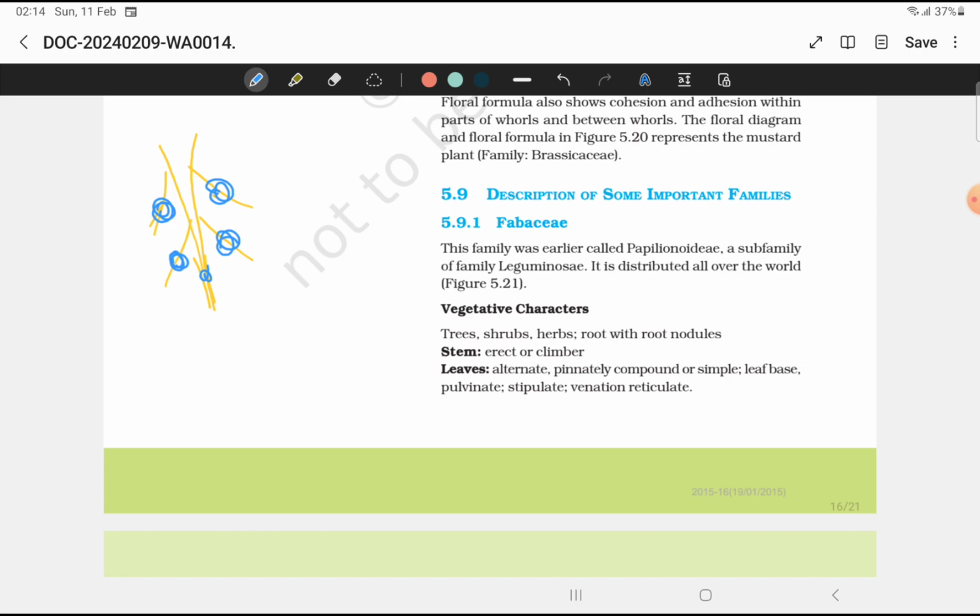And when you talk about the stem, erect or climber. Erect in the sense they don't need any support, they simply grow without any support. Climber in the sense they will be twiners, that is, they just twine. A very weak stem will twine with the help of neighboring plants or a wall or something like that. And climbers will have tendrils. You would have studied the tendril. Even the pea plant is given as an example of a modified tendril, and here they have a coil-like structure which is called a tendril.